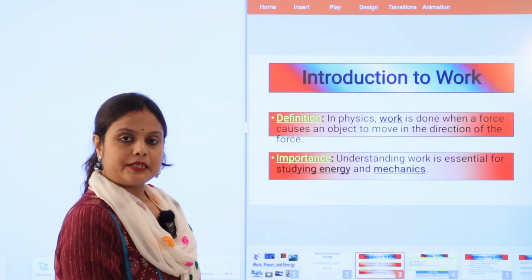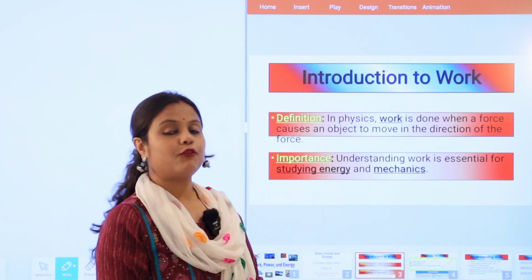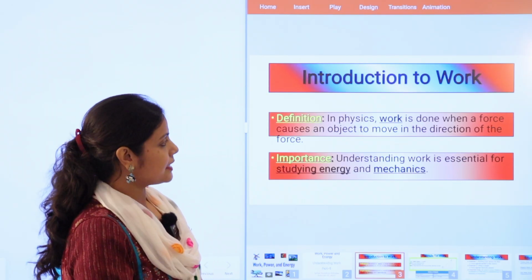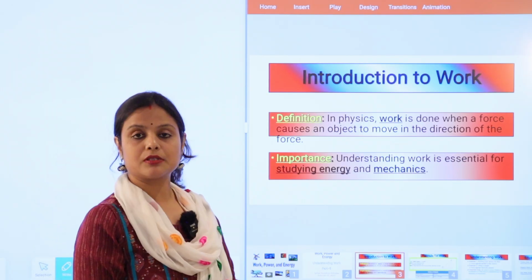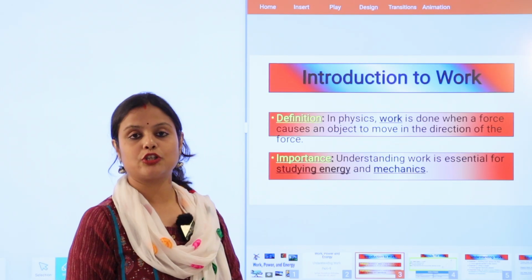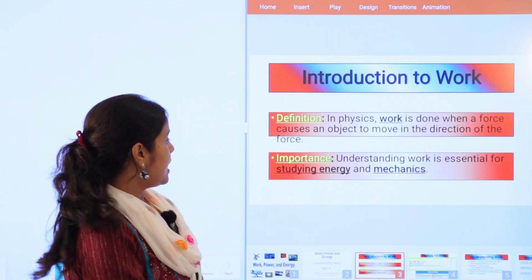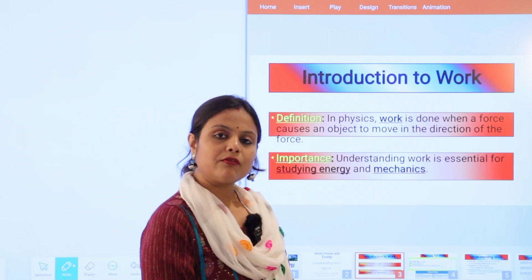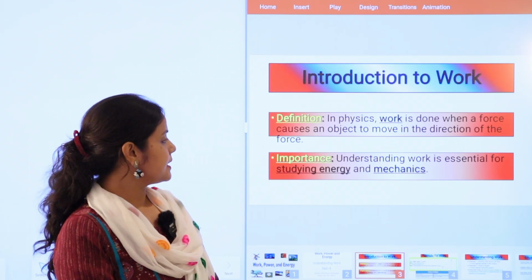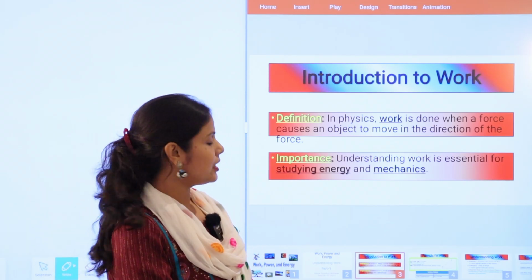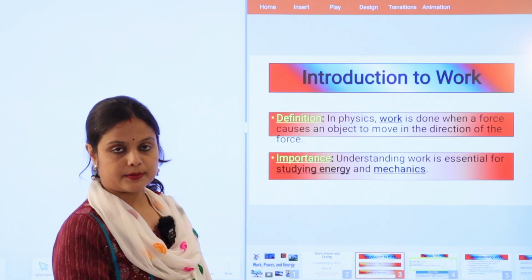Now, as I have already said about the definition of work done, in physics, work is done when a force causes an object to move in the direction of the force. What is the importance? That one also I have already said: understanding work is essential for studying energy and mechanics.